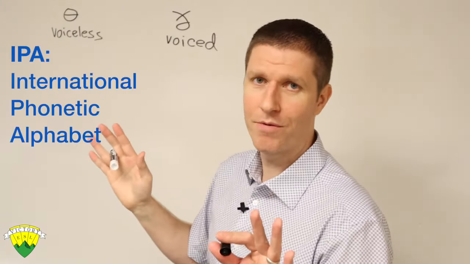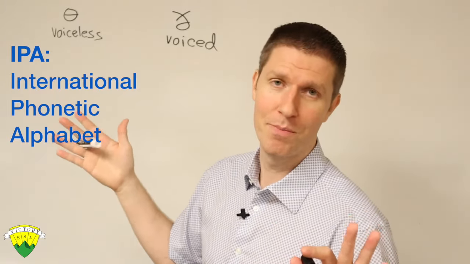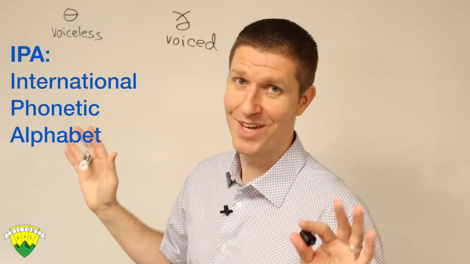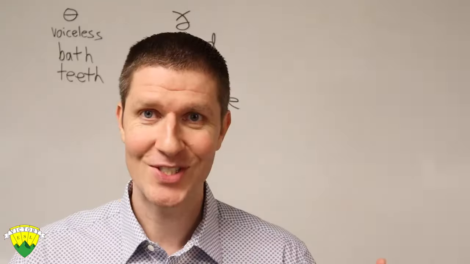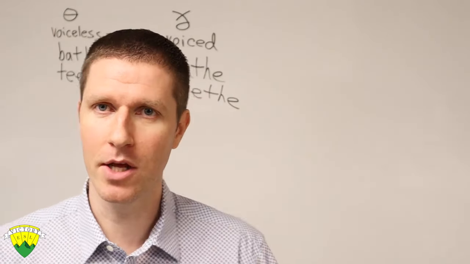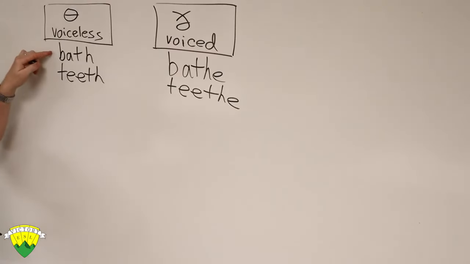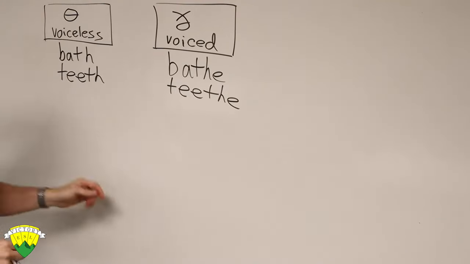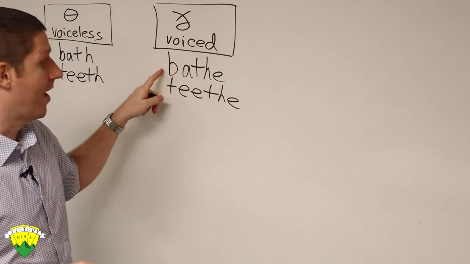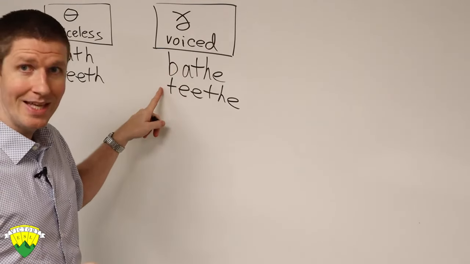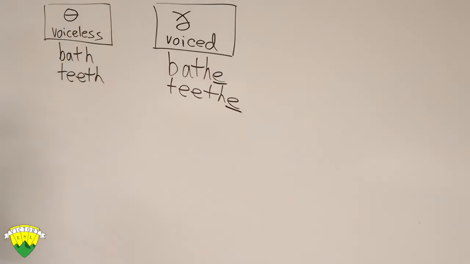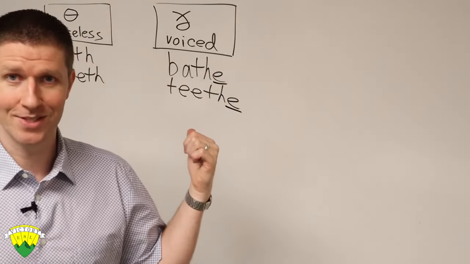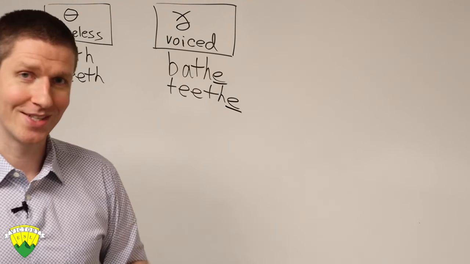Now, the symbols are for IPA, the International Phonetic Alphabet. Don't worry so much about the symbols. It's most important to actually use the sound correctly, right? So I have some examples on the board here. Take a look. On the voiceless section here, we have bath and we have teeth, okay? And then on the voiced section here, we have bathe and teethe. And just take note, there's actually an E that comes after the TH. And that's normally the case when it comes to the voiced TH.